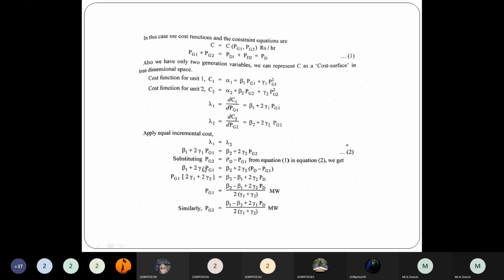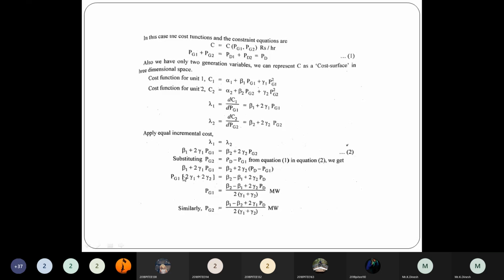So we know that Pg1 plus Pg2 is equal to Pd. From this I am getting my Pg2: Pg2 equal to Pd minus Pg1. Now I am substituting this into the equation. If I substitute, beta 1 plus 2 gamma 1 Pg1 equal to beta 2 plus 2 gamma 2 times Pd minus Pg1. So we have a Pg1 term on both the left hand side as well as the right hand side.